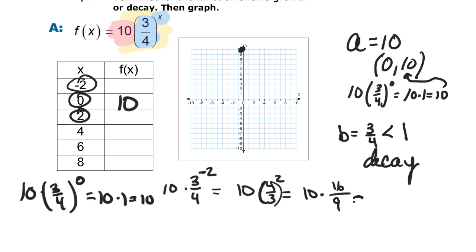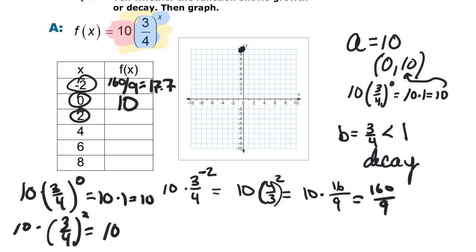Oh, for the -2, 160 over 9. This is about 17.7. Okay? 10 times 3/4 squared. 10 times 9/16. 90 over 16 is a little more than 5.